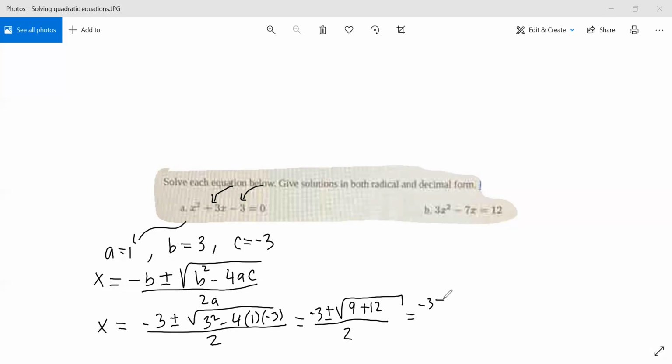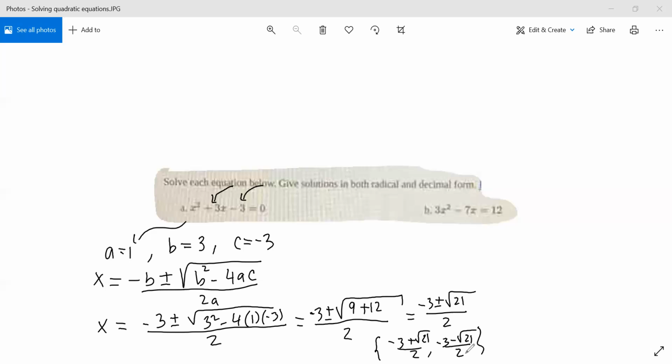And then negative 3 plus or minus root 21, over 2. And root 21 can't be simplified because 21 is only 7 times 3, and neither of these numbers is a perfect square. So then we have two solutions here. One of our solutions is negative 3 plus root 21 divided by 2, and the other one is negative 3 minus root 21 divided by 2. So these two are the solutions of this equation.